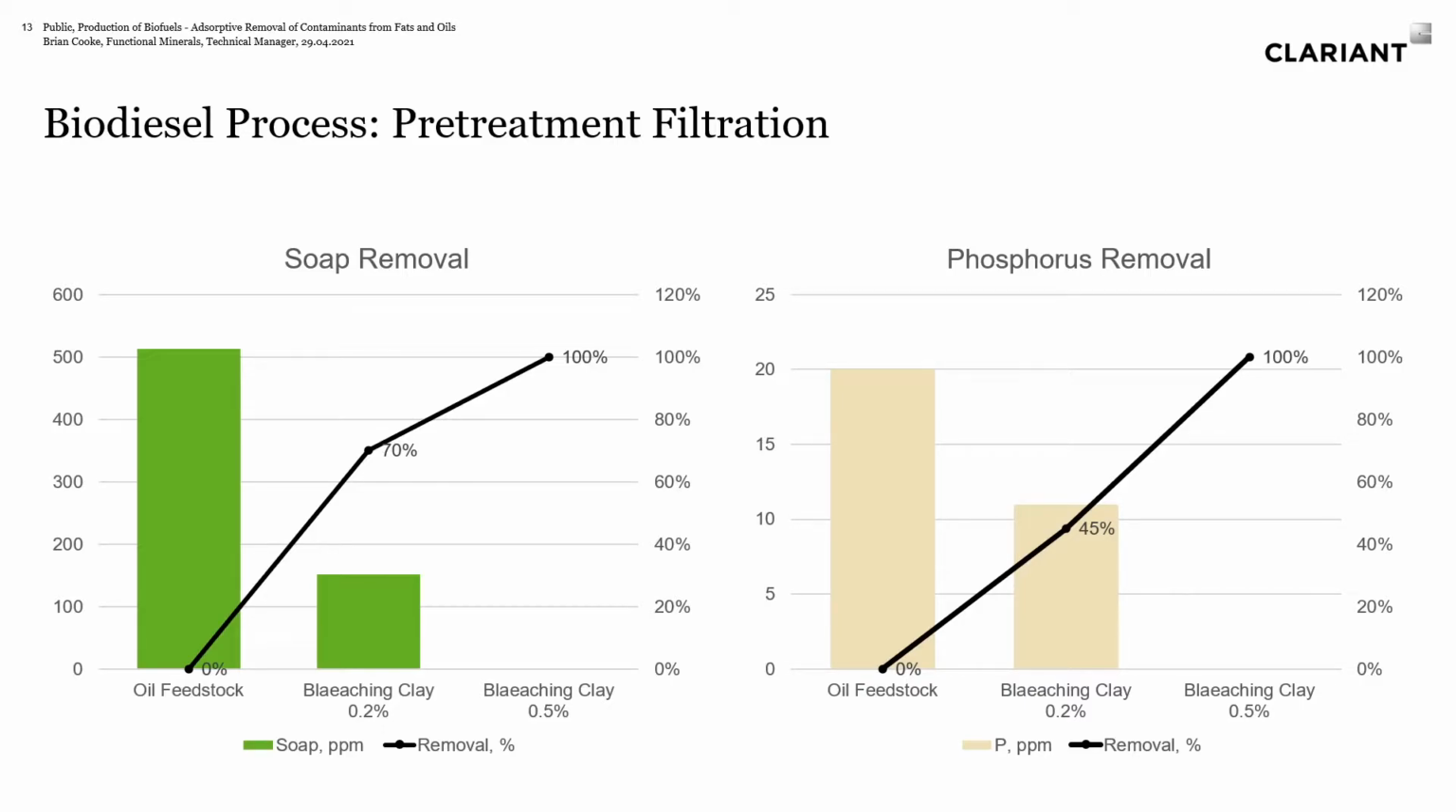Phosphorus is another contaminant that really can interfere with the reaction in biodiesel. You can see the oil feedstock started with about 20 parts per million. And again, that same trend, we used 0.2%. That took it down to about 12 parts per million. But in order to get that down to levels below detection, a 0.5% by weight bleaching clay was used. And it's important to get that phosphorus down as low as possible, preferably less than 2 parts per million for the reaction process.